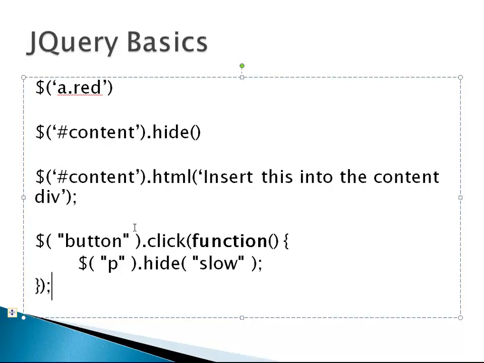We can also do events. So right here we're grabbing a button. We're not specifying an ID or class, so this pertains to all buttons on the site. And we're saying .click. So if the button's clicked, we want to run a function. Now this doesn't have a name. This is a self-calling function, and what it will do is hide all of the paragraph tags on the page. Alright, and slow is just a parameter we can use. We can use slow and fast or whatever speed you want the paragraph to be hidden.